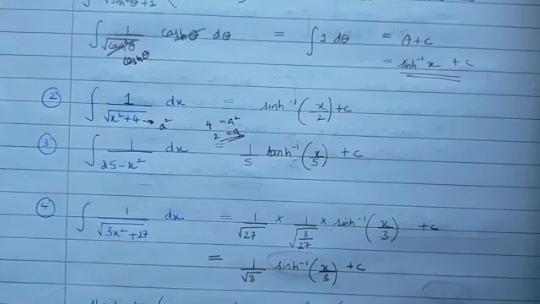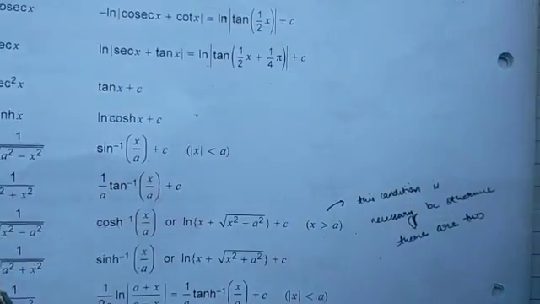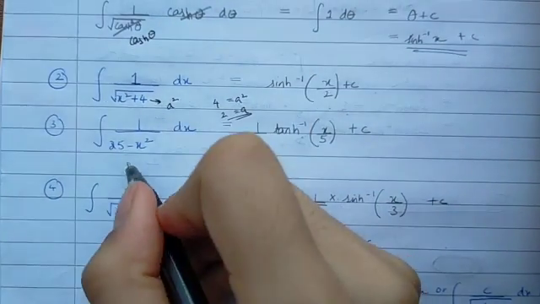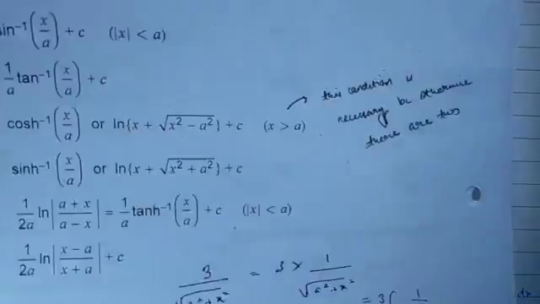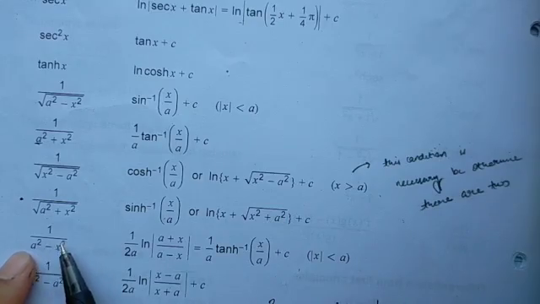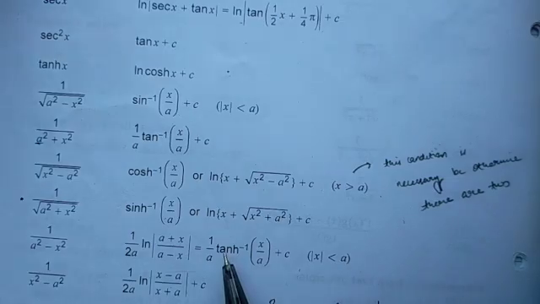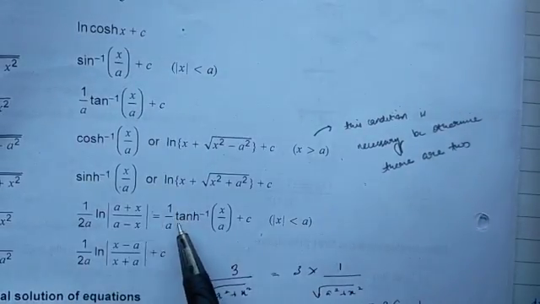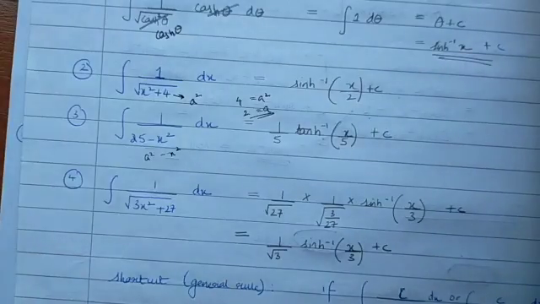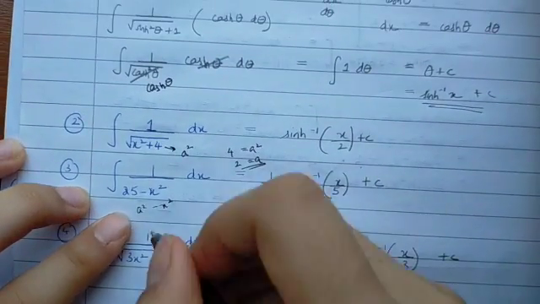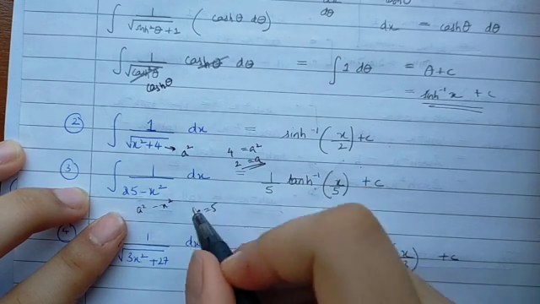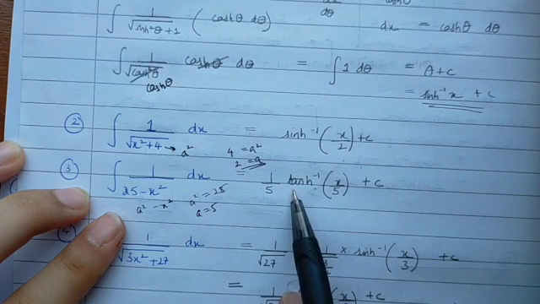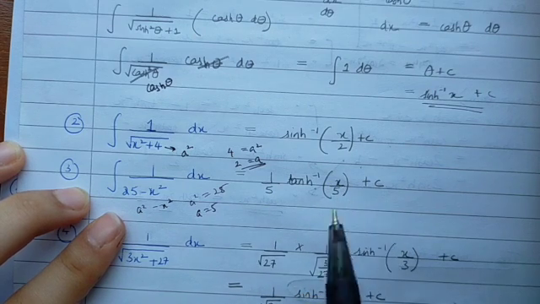And again, using the data booklet here, we have a squared minus x squared form. So we're using this right here, which means we have tanh inverse x over a, and don't forget this 1 over a. So our a in this case would be 5, because a squared is 25. So we have 1 over 5 tanh inverse x over 5.